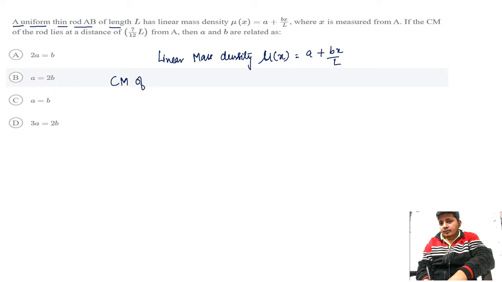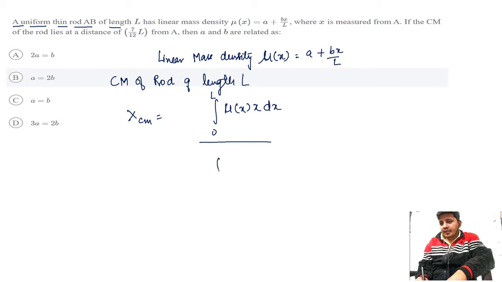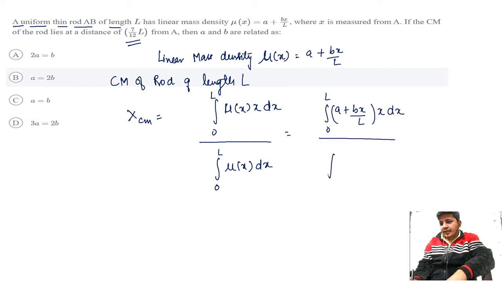So the center of mass of a rod of length L, its x coordinate is xcm equals integral from 0 to L of mu x dx divided by the integral from 0 to L of mu dx, and the xcm is given to us in the question, that is 7 by 12 L. So just by substituting, mu of x is A plus bx by L. This whole is multiplied by x dx, divided by the integral from 0 to L of A plus bx by L dx.